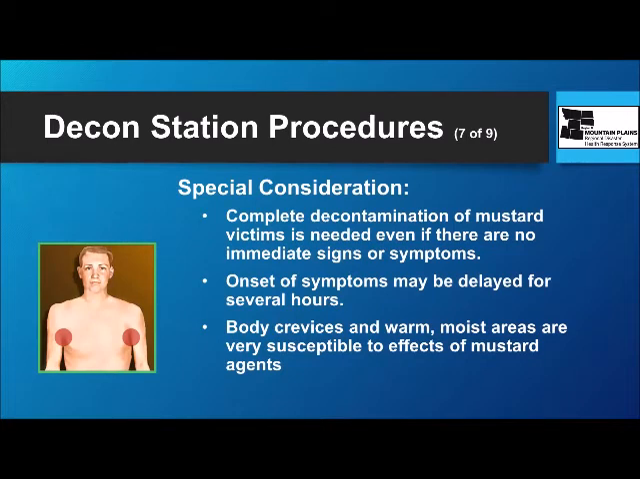Mustard victims. I mentioned this in the chemical talk, but mustard patients should be deconned even if they are not showing signs or symptoms, for a couple of reasons. Number one, signs and symptoms are delayed, so they may not realize they were exposed. Number two, it prevents cross-contamination of providers, caregivers, and other responders. The moist areas, body crevices, under the arms, under the breasts, under the scrotum, between the buttocks, are very susceptible to mustard, so those need special attention to be sure they are washed and deconned.